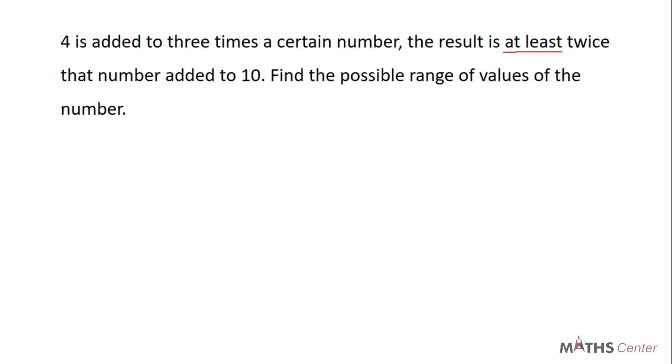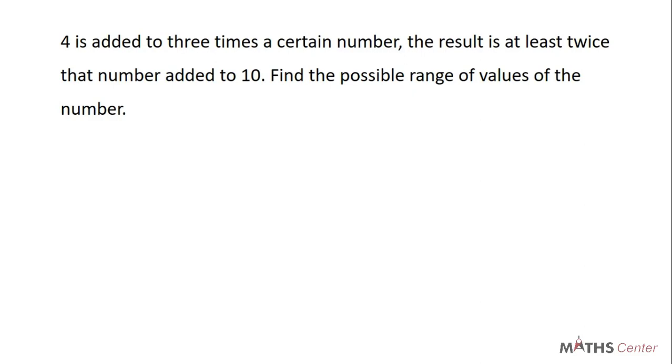So let's look at our question for this video. It says that 4 is added to 3 times a certain number. The result is at least twice that number added to 10. Find the possible range of values for the number.